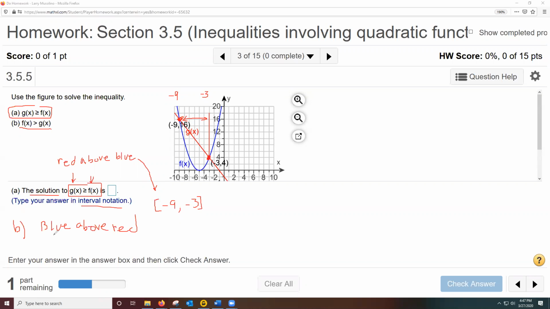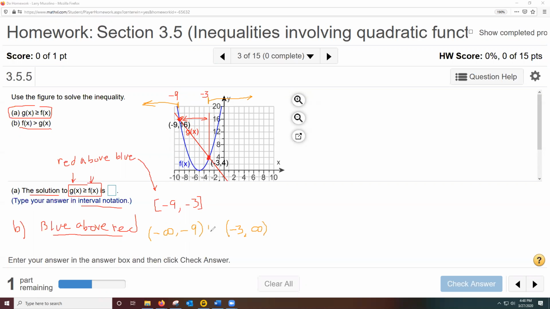But what about the other way? What about, where is the blue above the red? Well, let me try to draw this in orange so you can see it. It looks like from this point going back, the blue graph is going to be above. And then from this point going over to the right, the blue graph is above the red graph. So there's two parts to this answer. That left-hand part is going to be -infinity to -9. And the right part is going to be -3 to infinity.